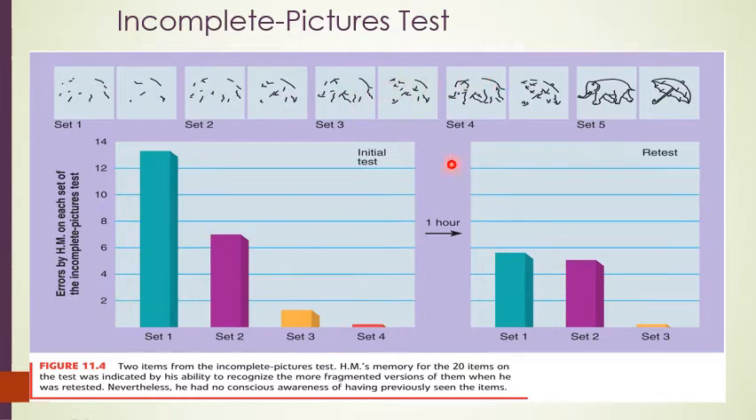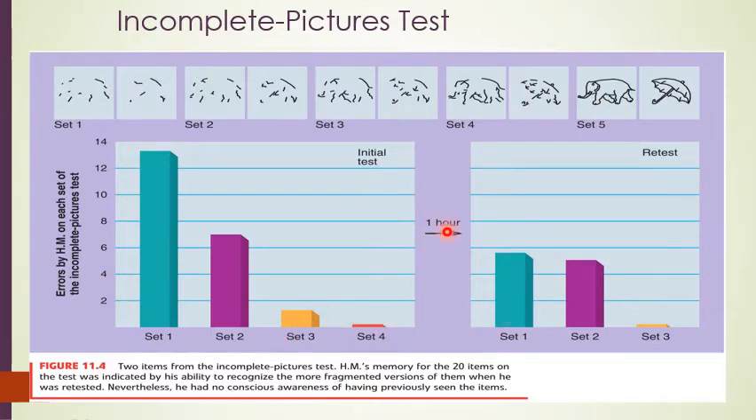So in this graph, these are the results for sets 1 to 4. Okay, so the y-axis shows the errors made by HM. Okay, so in set 1, the most fragmented drawings, logically, there are more errors. It is not very clear. So around maybe 13 here. But for set 2, okay, it decreases. Of course, he is familiar from the first set. So around 7, and as the sets get clearer, the errors get fewer.